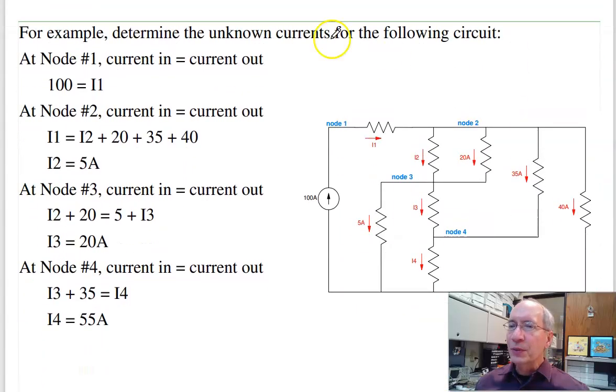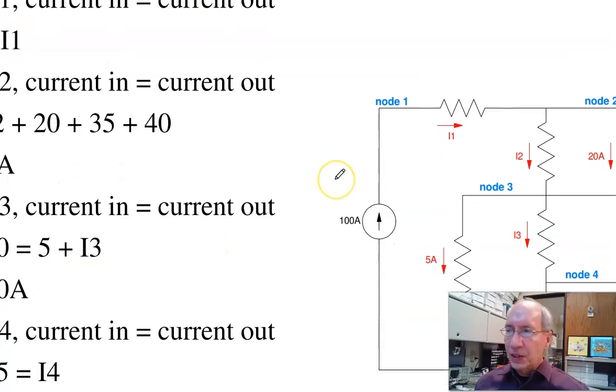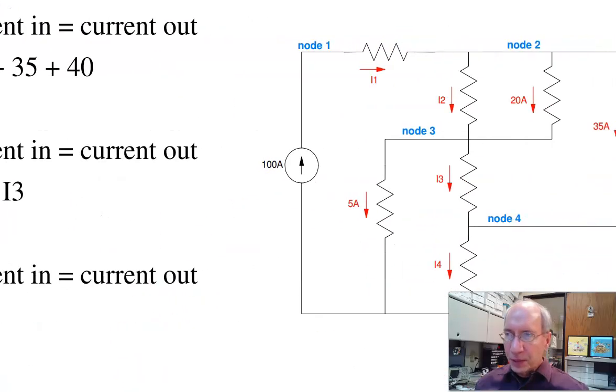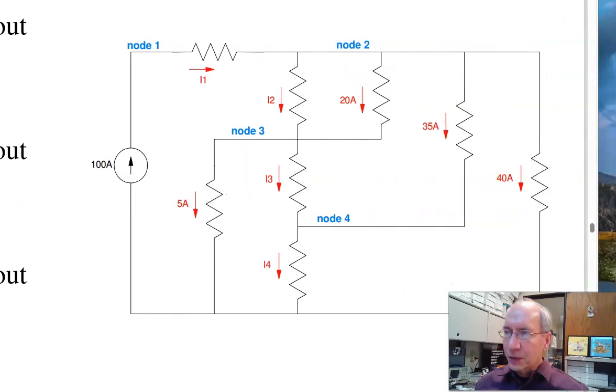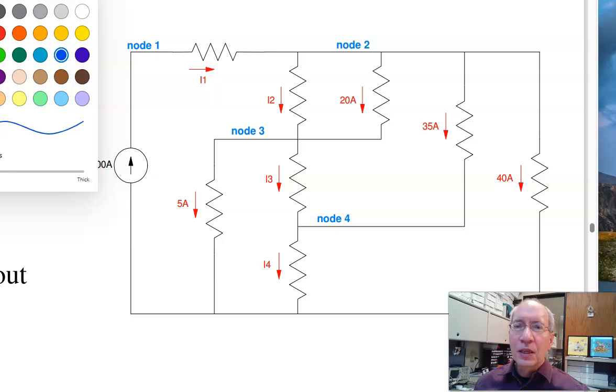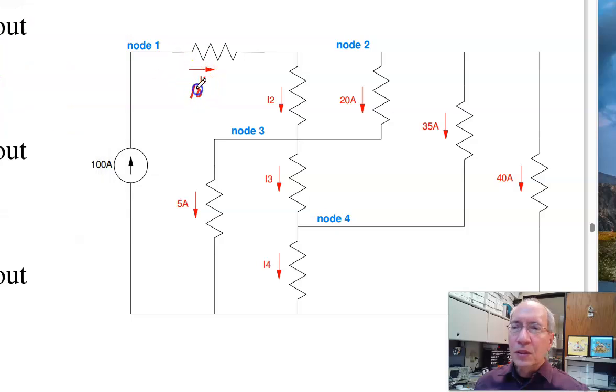So if I have this circuit, for example, I can solve by saying current in equals current out. So zooming in, there it is. I know 100 amps is going in. This has to be 100 amps. Let's see. Find another place where there's one unknown. Here's one unknown. 100 in. I've got 100 going out. So I2 plus 20 plus 35 plus 40 must be 100. So 75, 95. This must be 5. 100 in gives you 100 out.